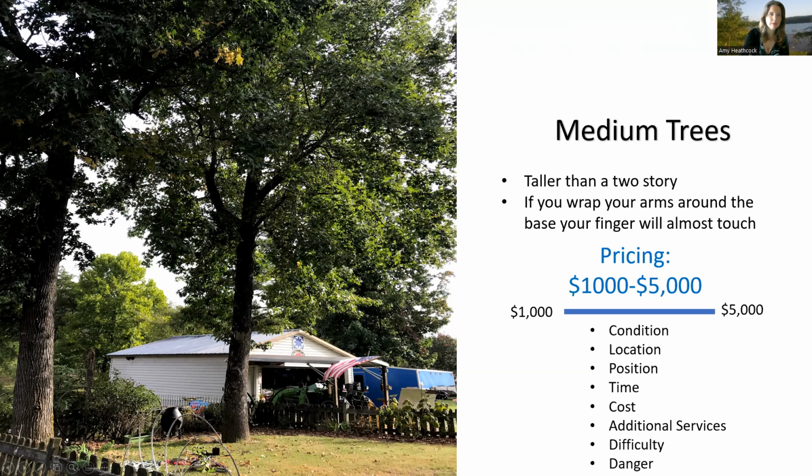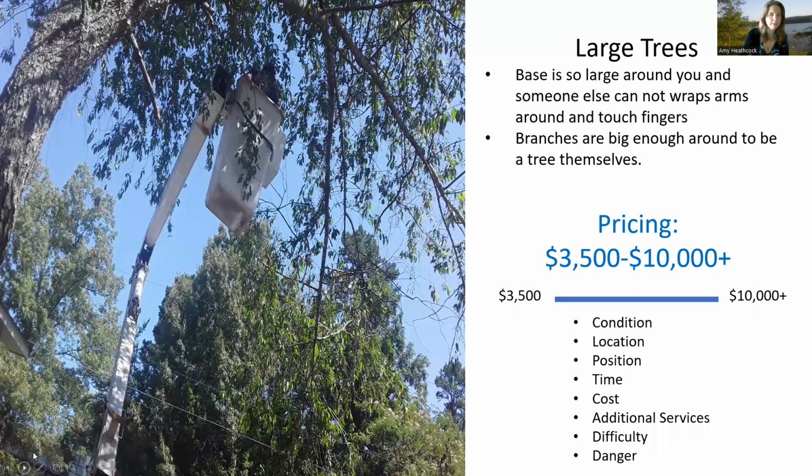So we charged about the same price just because it had fewer limbs and we didn't have to haul it off. All in all, for both of these, we charged about $3,000 to do them. And so you can expect to pay the same. So two trees under $5,000 doesn't get much better than that.